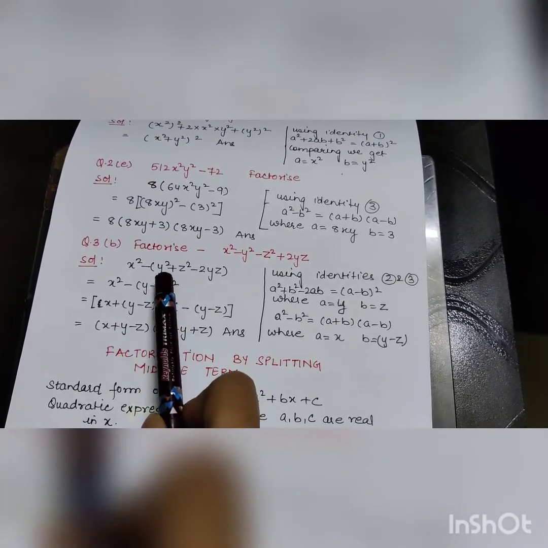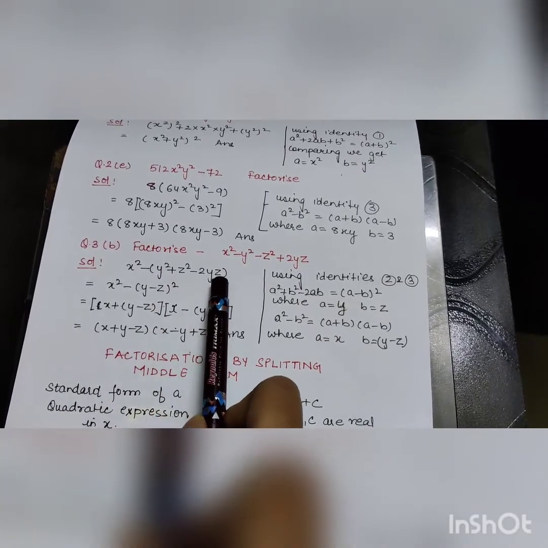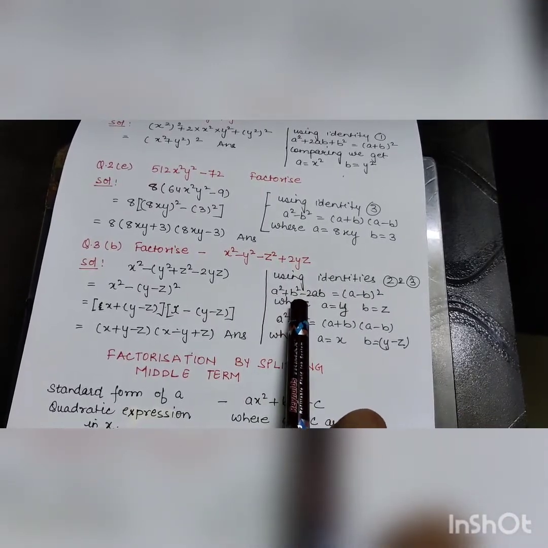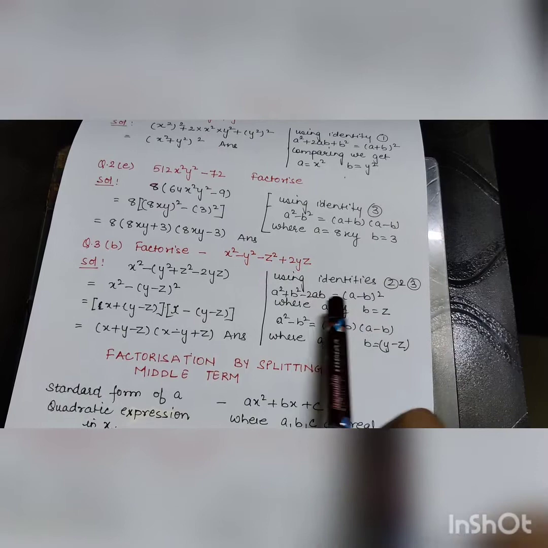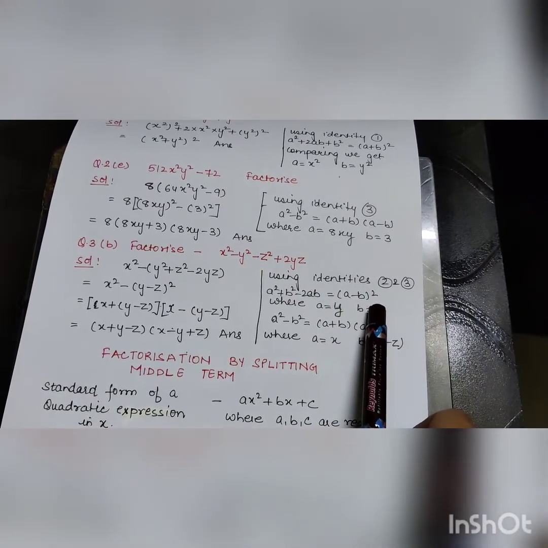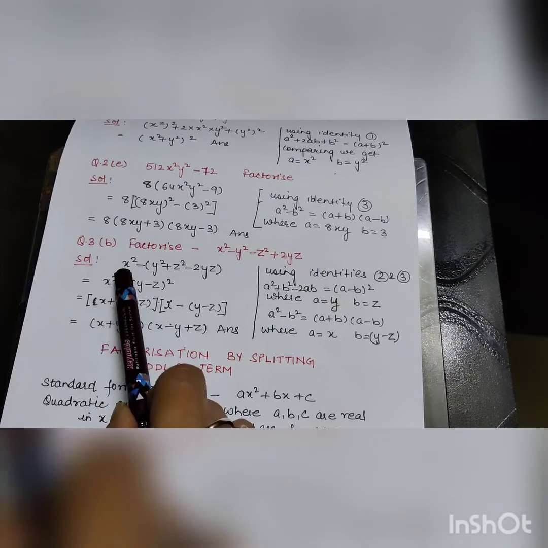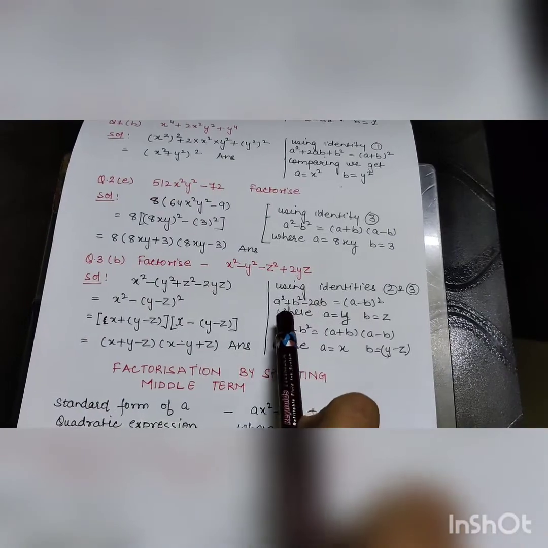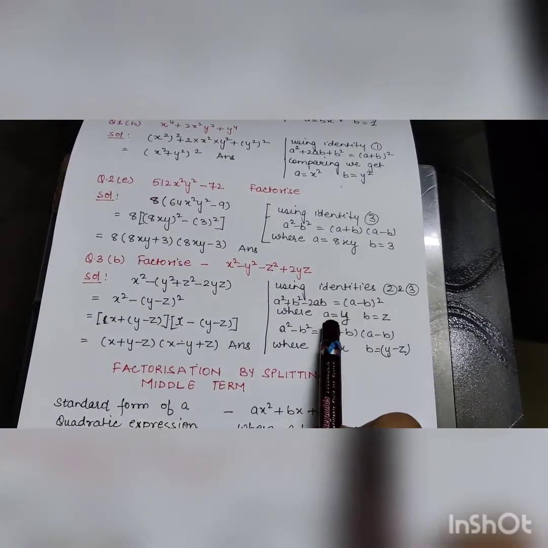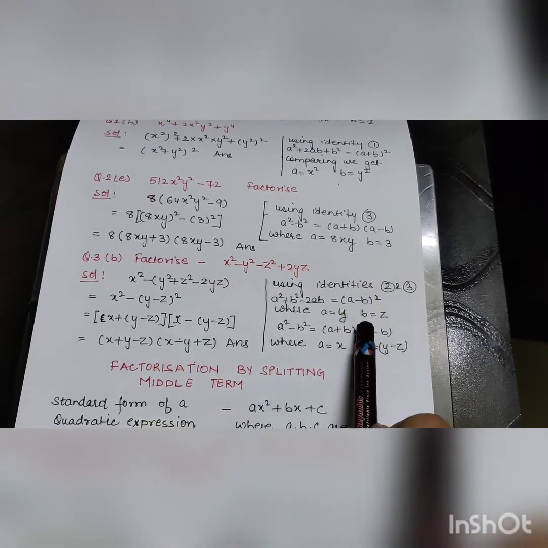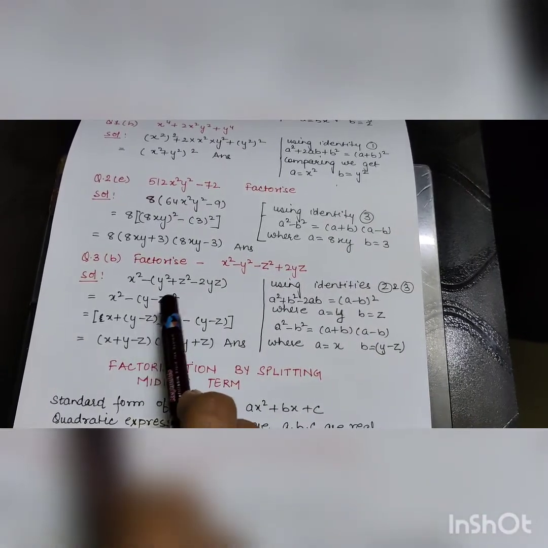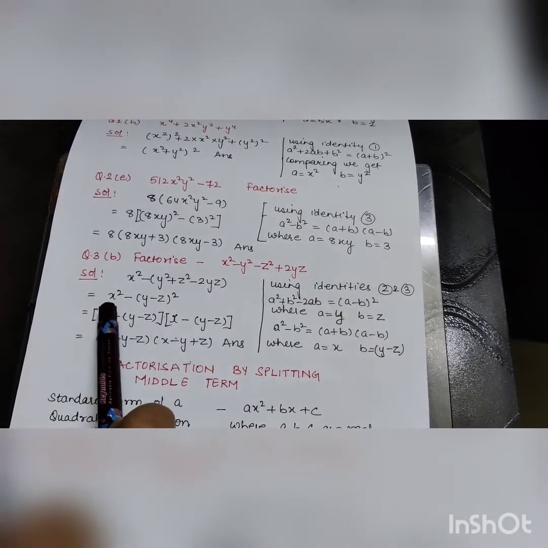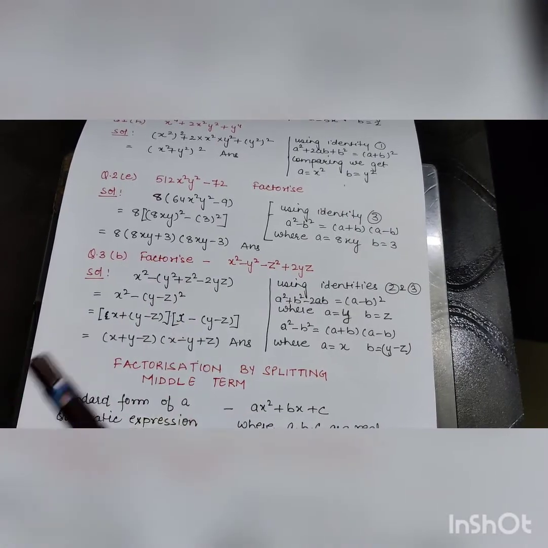After taking minus sign common, we are left with y square plus z square minus 2yz, which is identical to the identity a square plus b square minus 2ab, which is equal to a minus b whole square. So here we have got x square, and this can be written in the form of a minus b whole square, where a is equal to y and b is equal to z after comparison. So this whole expression can be written as y minus z whole square. So we have got x square minus y minus z whole square.